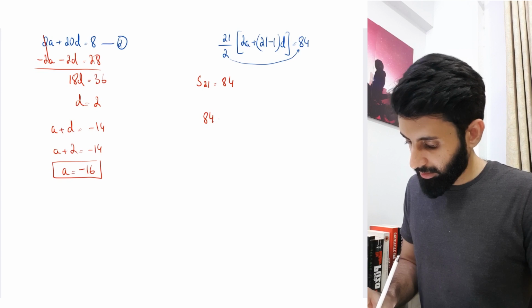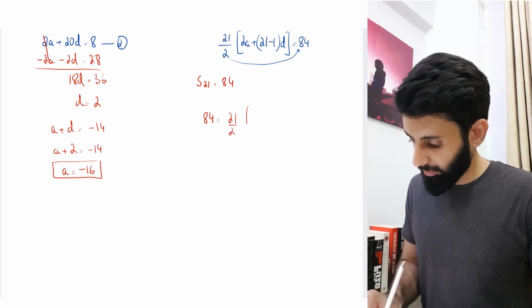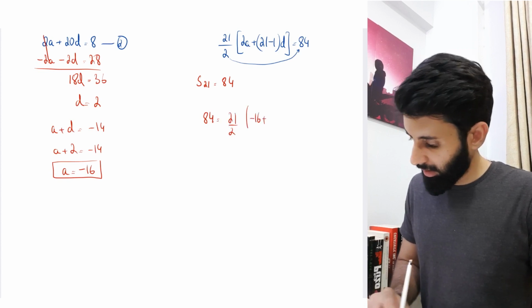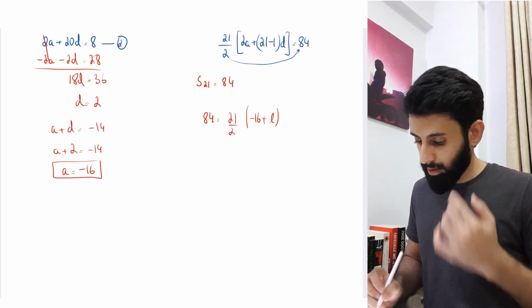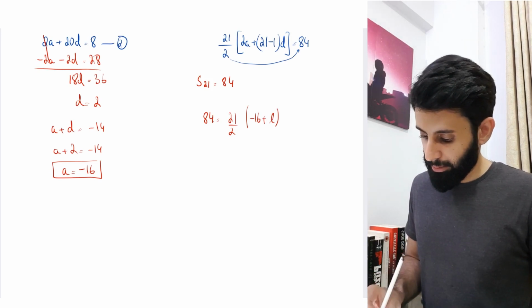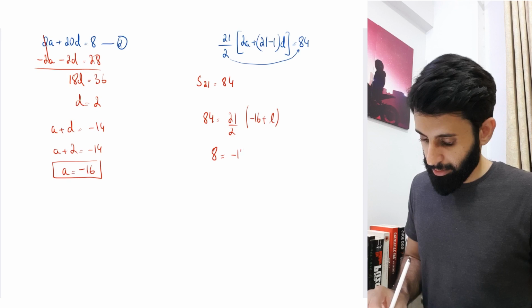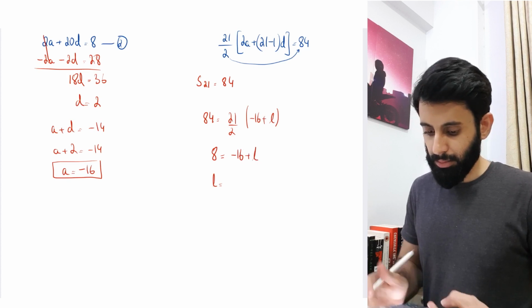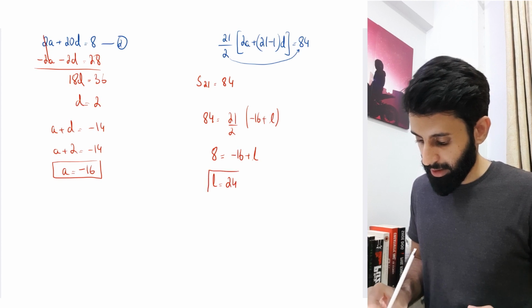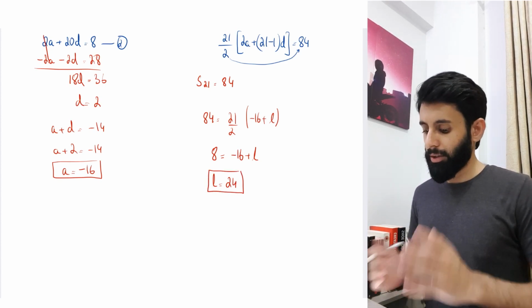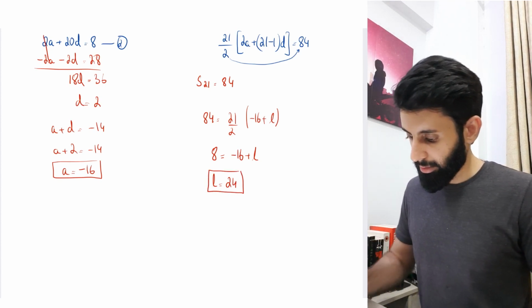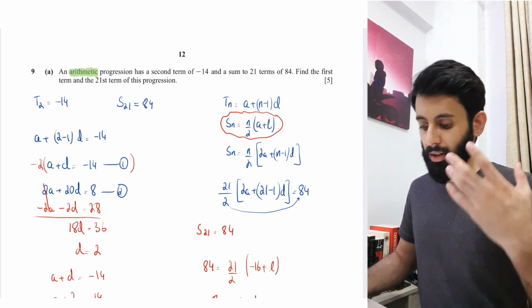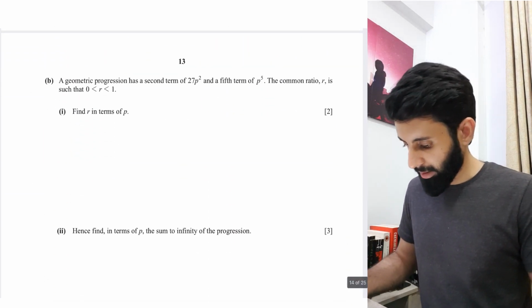So 84 is equal to 21 upon 2, and the first term is minus 16, and then the last term, which is L. So 84 times 2 divided by 21 is 8, so 8 is equal to minus 16 plus L, and then making L the subject, we're looking at 16 plus 8, so that's equal to 24. So that means the last term is equal to 24, and there you go. We figured out the two things that we were supposed to find. That means we're done with part A, and we get 5 marks for that. So not a bad deal.